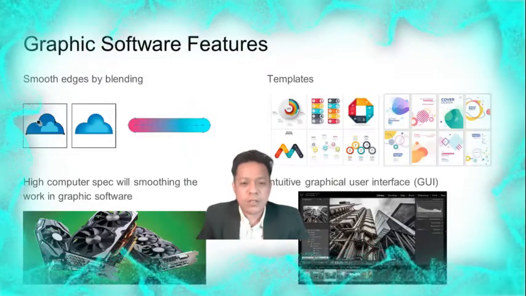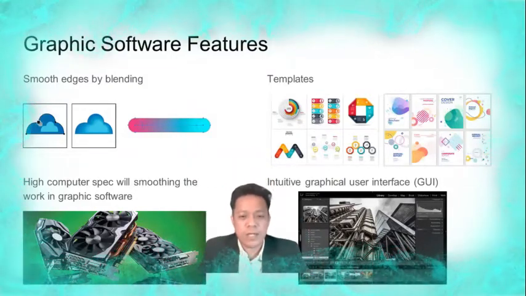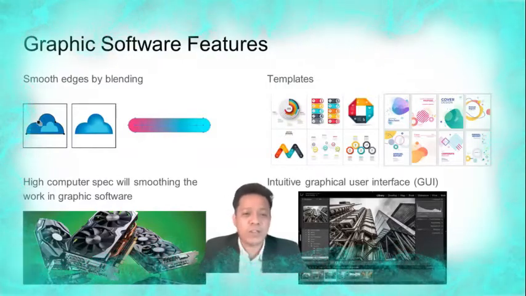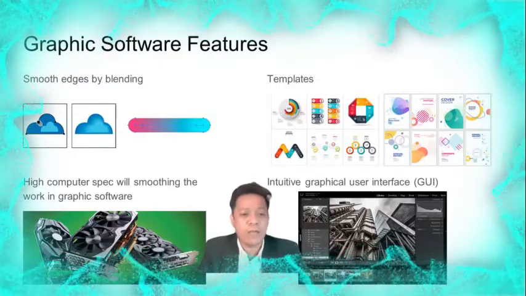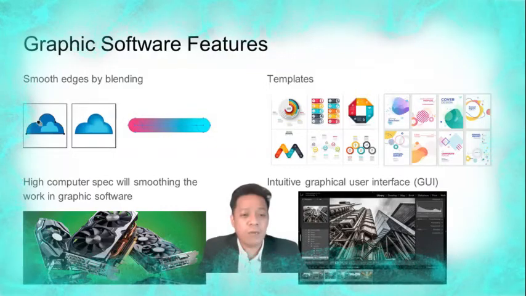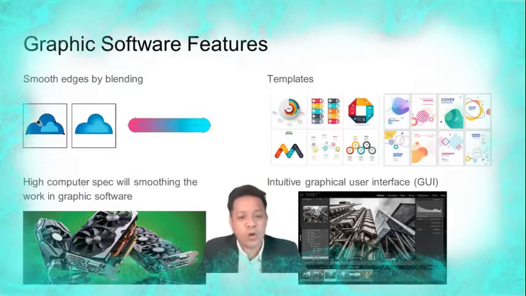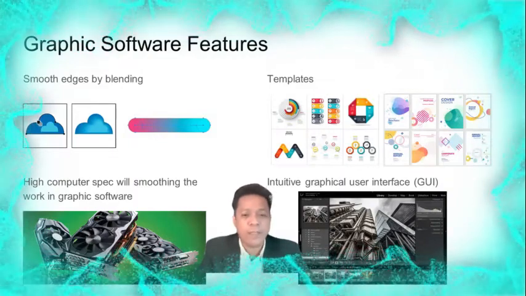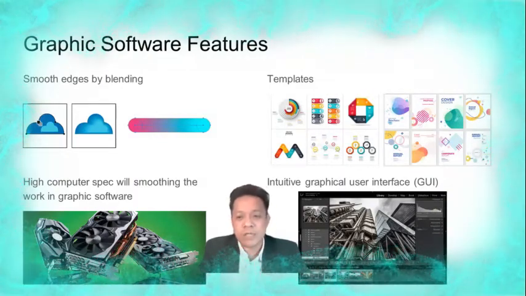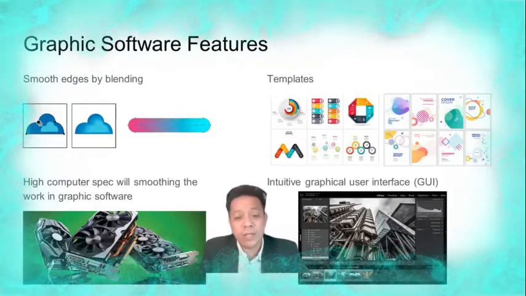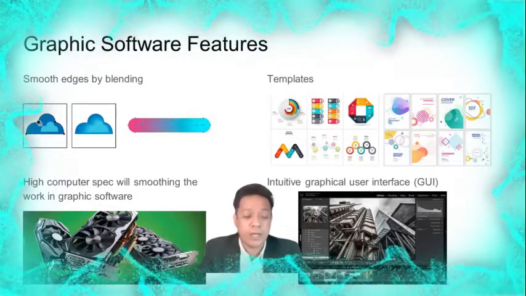Okay, this is also another important thing that you need to understand. Why do we need to know the features? In some features of the software, when you create a graphic, they have smooth edges. You can edit smooth edges so that the edges of the drawing or illustration are smooth. And we have templates also. Sometimes a student can choose among all these templates to enhance the quality of the graphic.